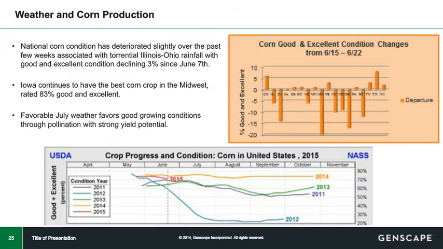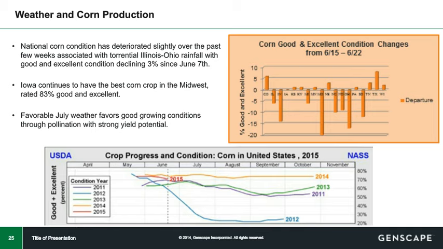So looking at current weather and looking at corn production, we've had a national corn condition deteriorating over the last couple of weeks. Since June 7th, we've seen good and excellent condition drop 3%. Now the image on your right, this is a bit more granular level in terms of the condition. This looks at just the corn condition changes in just the last 7 days. And obviously we've seen some pretty significant reductions in corn condition. Indiana, about a 15% drop in a single week. Missouri, 20%. Ohio, 17%. So obviously that heavy rainfall is having its impact.